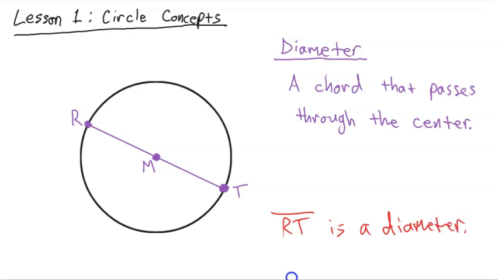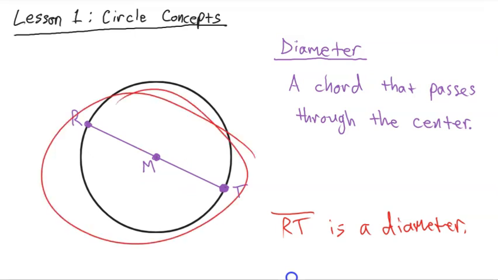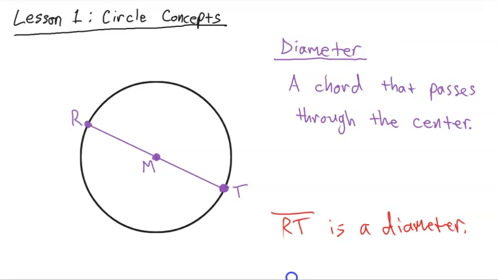Okay. So we can say that it's a chord, but it's a very specific kind of chord. Because it goes through the center of the circle, it's actually a diameter. So if you're given a picture that looks something like this, and you're asked what it is, obviously it is a chord, but the correct answer would be that it's a diameter. Why? Because it passes through the center of the circle.